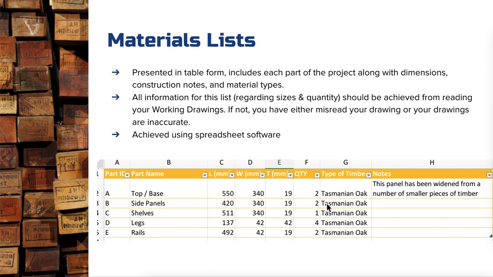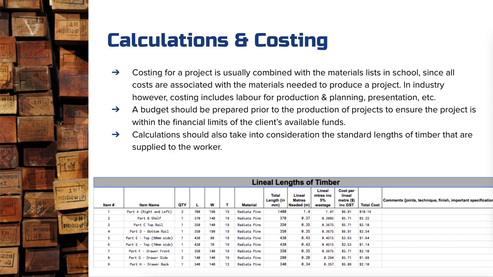Now, you can't go and buy timber that is 550 millimeters long and 340 millimeters wide and 19 millimeters thick. They don't sell them at that size. So this next step that we move towards, calculations and costings, is all about adjusting that materials list to now be specifically linked to standard widths and standard thicknesses. In the calculations and costing part of the project, there's a couple of things happening. Firstly, like I said before, we need to adjust the widths and thicknesses to meet industry standards. And we do that by going to our supplier and finding out what widths and thicknesses they supply in.